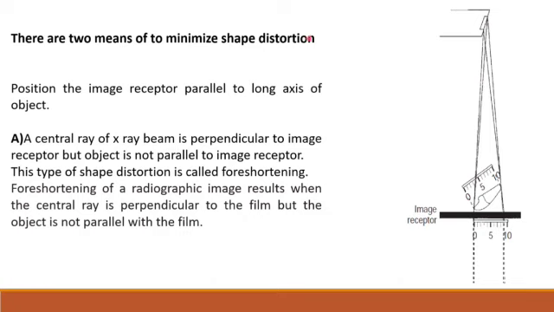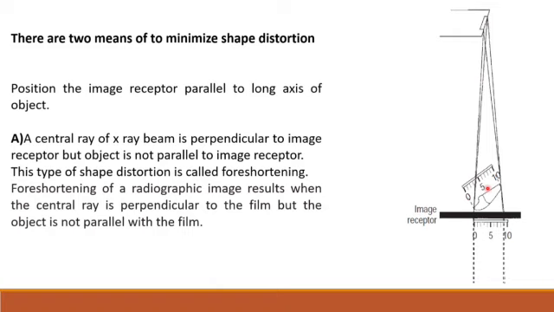If you want to minimize the shape distortion, the image receptor should be placed parallel to the long axis of the teeth. If it is not placed parallel to the long axis of the teeth, what will happen? In this scenario, we can see the teeth, which is the object, and the image receptor. We can see that the image receptor is not placed parallel to the long axis of the teeth. So now when you expose the teeth, what happens? The X-ray beam will be perpendicular to the image receptor, but the object will not be parallel to the image receptor. So this will end up in an image distortion and will lead to foreshortening.